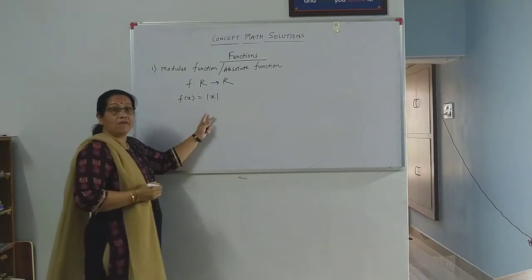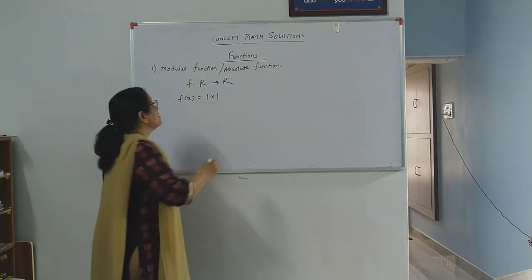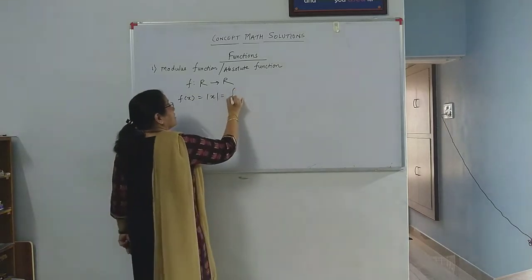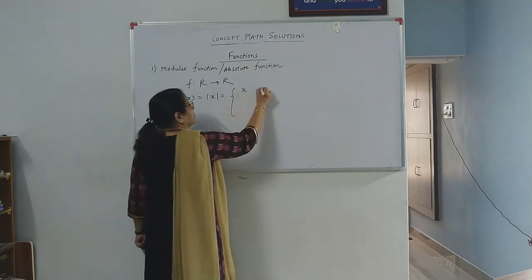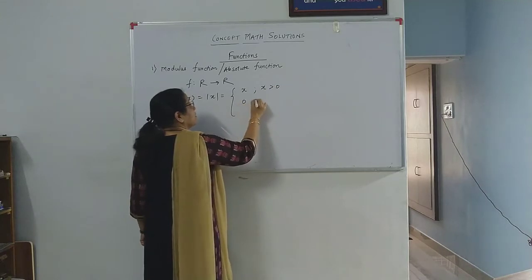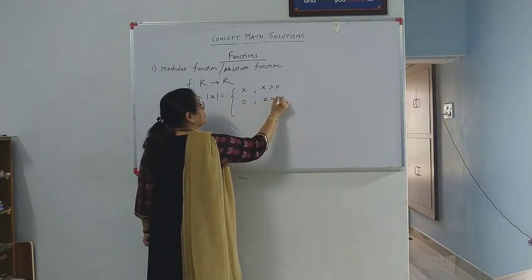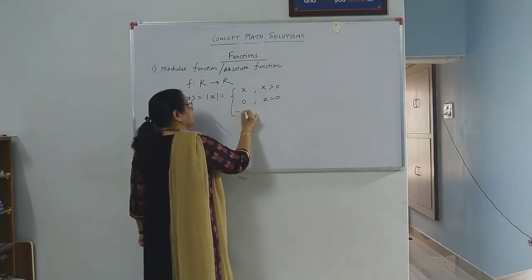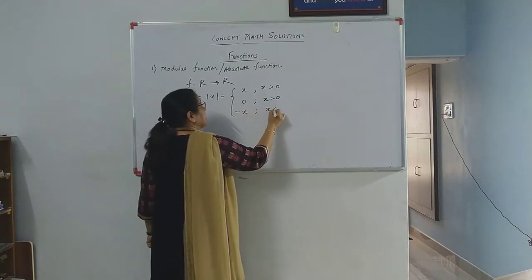This is the symbol we write for modulus, and it's defined as x when x is greater than 0, 0 when x is equal to 0, and minus x when x is less than 0.